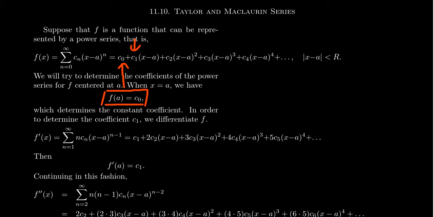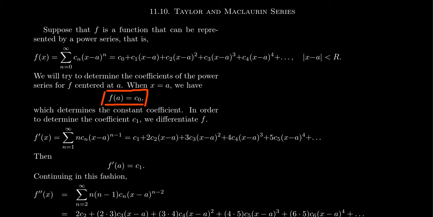So we know the very, very initial term of the sequence. Well, what about C1? What could we do to obtain C1? Since this is a power series, we could take its derivative. Upon doing so, C0 would disappear, right? X minus A would go away. Then you get a 2, C2, X minus A. You get a 3, C3, X minus A squared. That is just the usual power rule here. In particular, the original constant term disappears when we take the derivative, because the derivative of a constant is zero. And so now the new constant term of the derivative, f prime of x, will be C1.